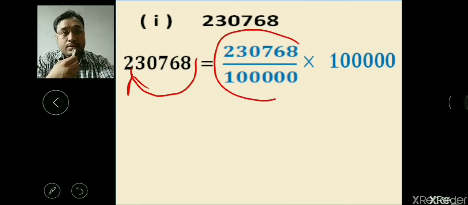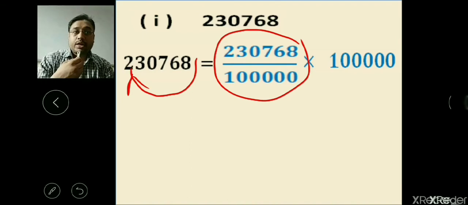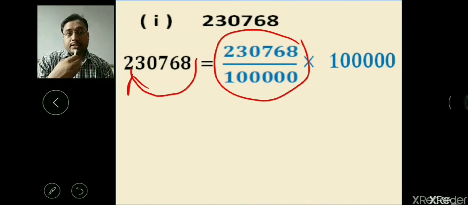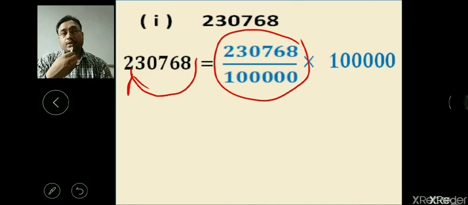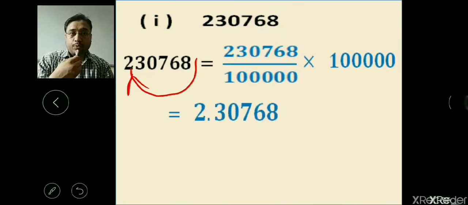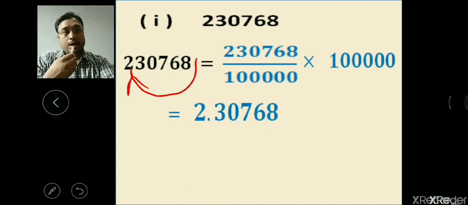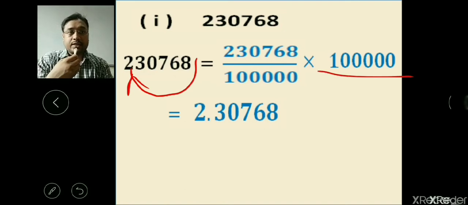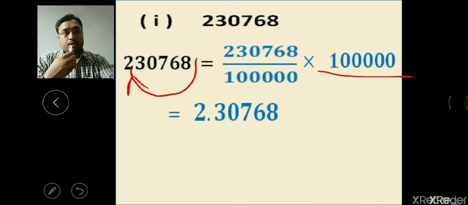2,30,768 divided by 1 lakh. You can write this in decimal form, convert that. It is 2.30768. You can see, this number is 2.30768. Now after that, multiply with 1 lakh here. It is the remaining process.